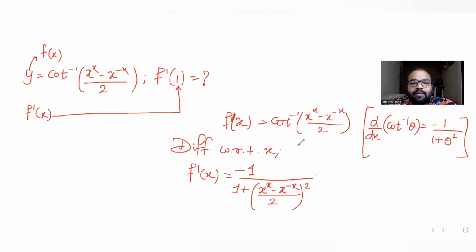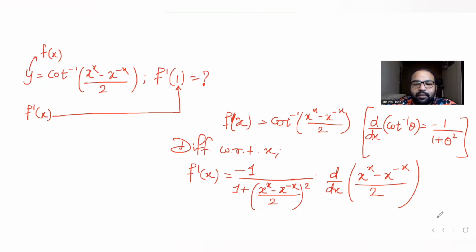Further, I'll take the differentiation of this which we assumed as theta. So I'll have to take the derivative of (x^x - x^(-x))/2. We'll solve this further, but for now we need to find the derivative of this function as well as this function. So first of all, let's separately find these derivatives, and then we'll substitute them in the f'(x) which we have already found.